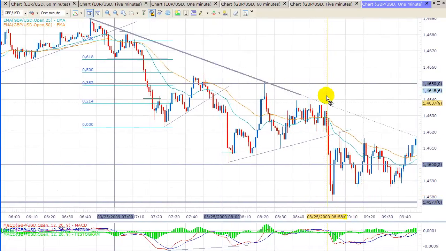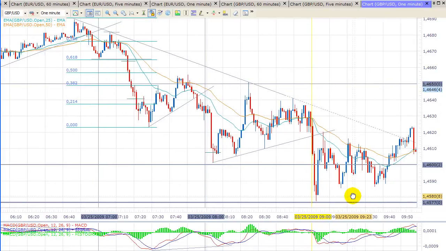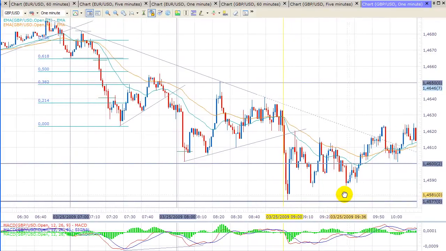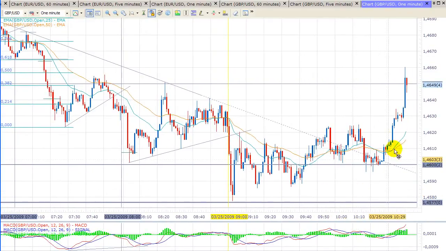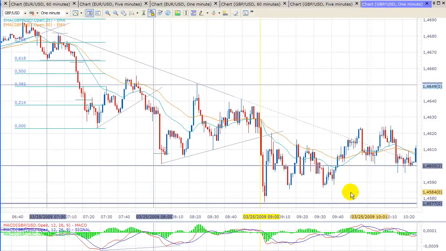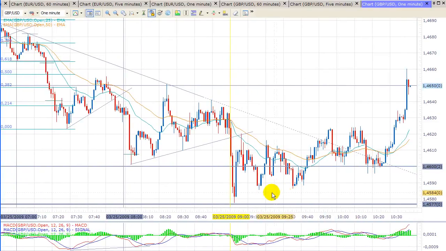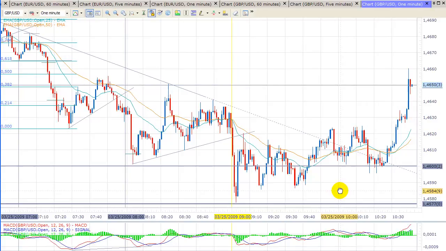Okay, this actually was the IFO numbers. As we can see, the reaction to the numbers spread to cable as well. It wasn't just to euro. Okay, and we can see that the price didn't make newer lows and is coming back all the way up. So actually my third lot was stopped out at break-even point.